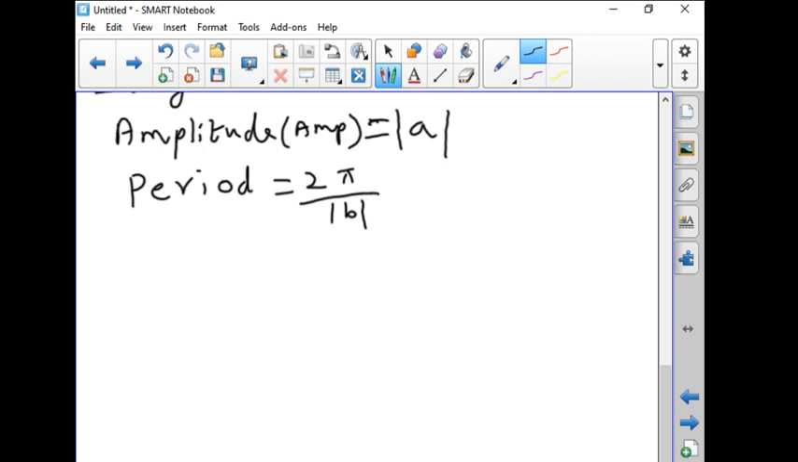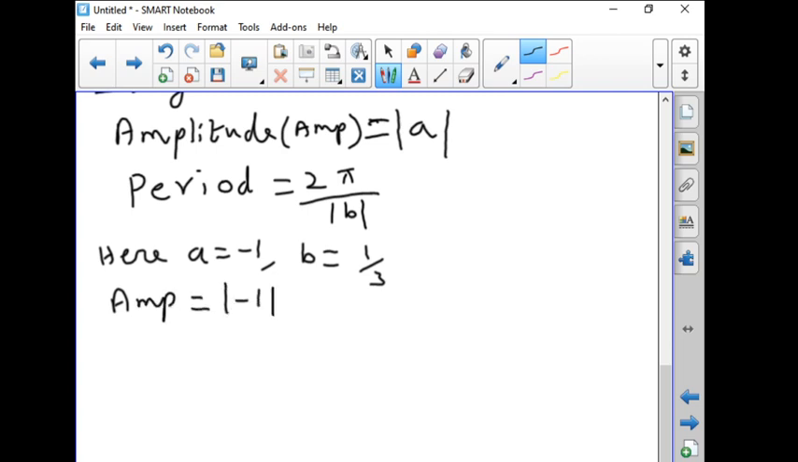So what we have got here, what is in the place of a? So here a is equal to minus 1 and b is equal to 1 by 3. So what about the amplitude? So amplitude is equal to modulus of minus 1, which is equal to 1. And what about the period?